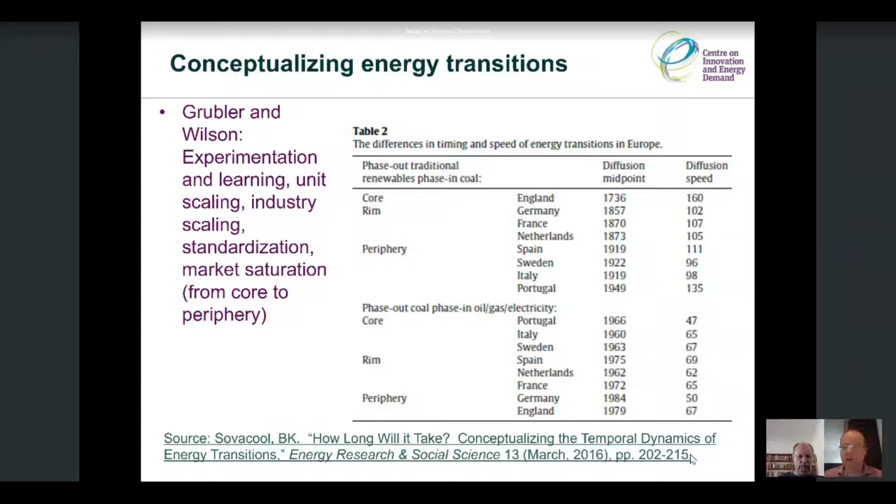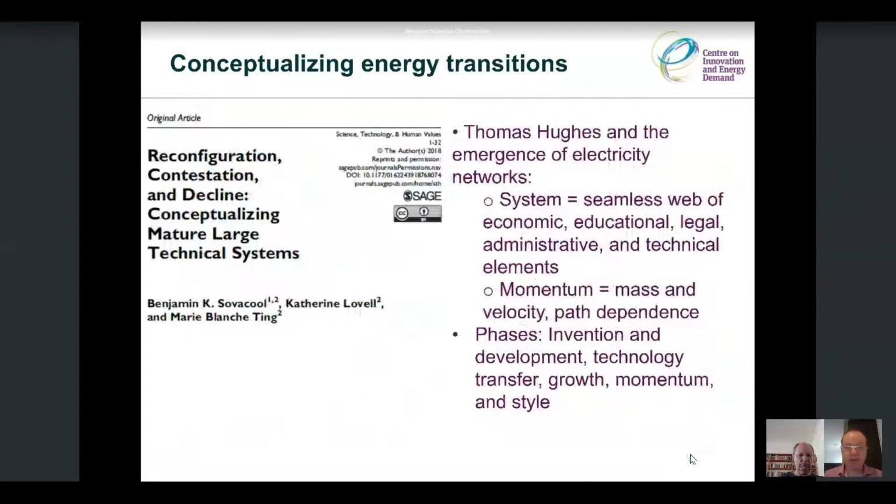And then spatially, they talk about how it goes from a core area, like England for Watt's steam engine, and then goes to the periphery after it passes through the rim. And you can see how they map this here for Europe, where an innovation like the phase in of electricity, or the phase out of conventional energy and the phase in of coal power, begins in England, goes to the rim of Germany and France, and then goes beyond to the periphery of Spain or Sweden. And of course, now the periphery would be global because society is a lot more globalized than it was in the 1700s.